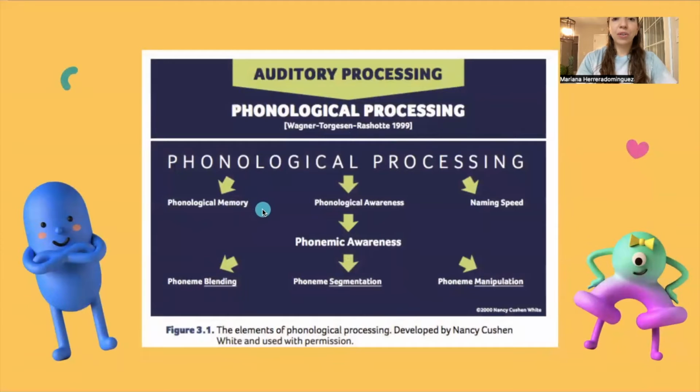So there are three categories that we must take into consideration in order to truly understand phonological processing. So the first one is phonological memory. Then we have phonological awareness that I was talking about, naming speed. And then within phonological awareness, we have phonemic awareness, which is related to phoneme blending, phoneme segmentation, and phoneme manipulation. So these are really important, and the person might be impacted by having difficulties in these three categories. And I'm going to talk about that in later slides in terms of grade levels as well.